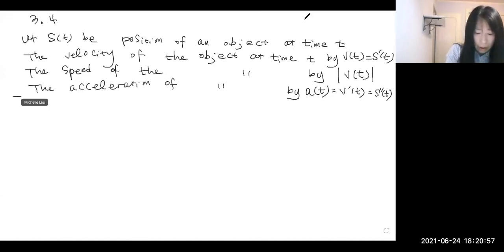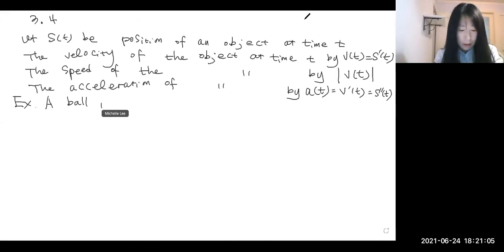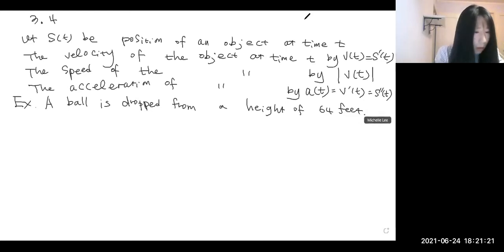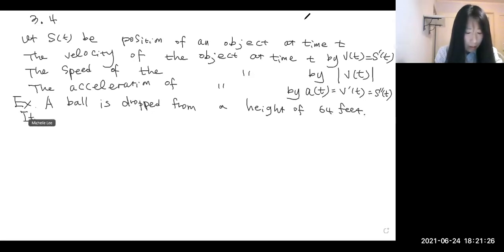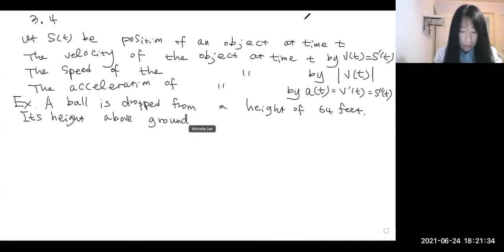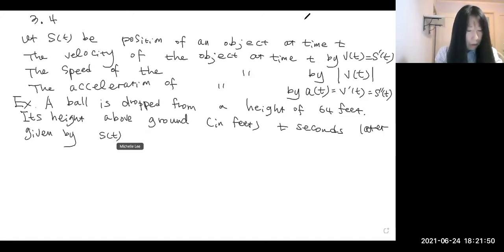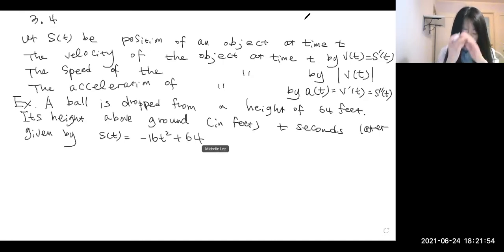Let us do this example. A ball is dropped from a height of 64 feet. Its height above ground in feet, t seconds later, is given by s of t equal to negative 16 t squared plus 64, okay?